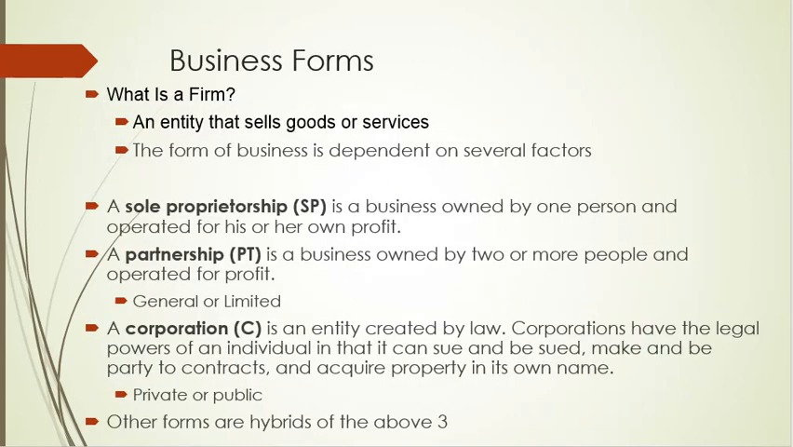So what is a company? It's an entity that sells goods or services. And the form of business is dependent on several factors, right? But there are really three basic forms. Sole proprietorships, owned by one person. Partnerships could be owned by two or more people and obviously operated for profit, or they're working towards profits. There are a couple of different types of that, either general or limited partnerships.